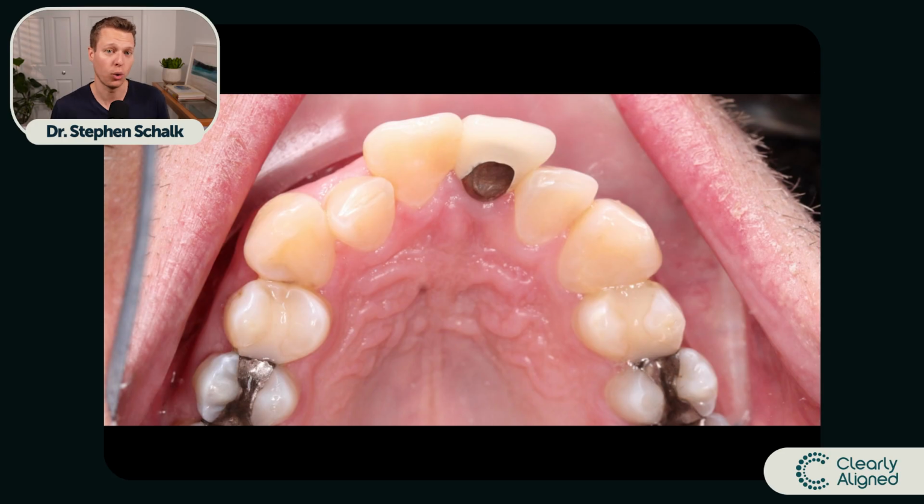So with brackets and wires, this would be challenging because it's very hard to glue the brackets onto a tooth that has a crown. But we're not going to worry about that because if the attachment doesn't stick to that crown, it doesn't really matter because the Invisalign trays are still going to be able to fully grip that tooth. So it just gives us a lot more flexibility in terms of the tooth movements.